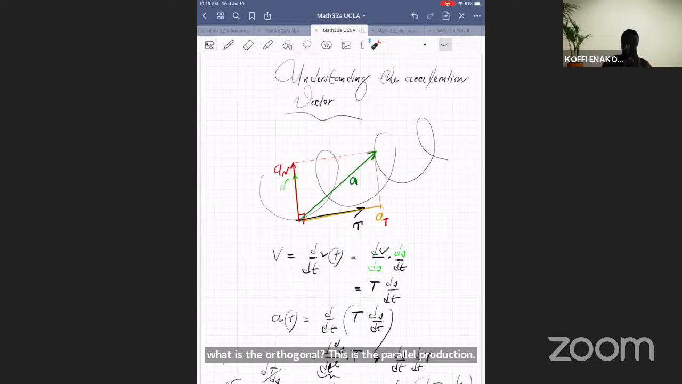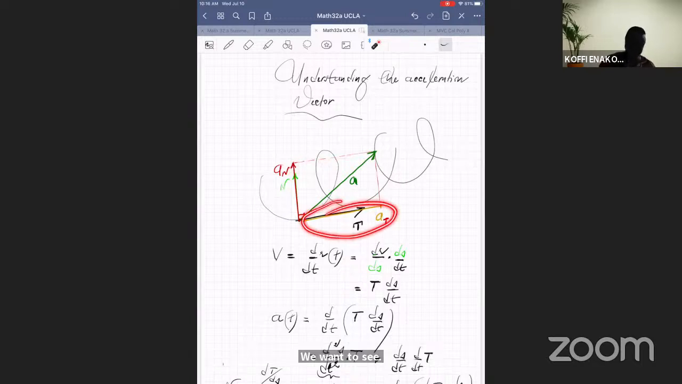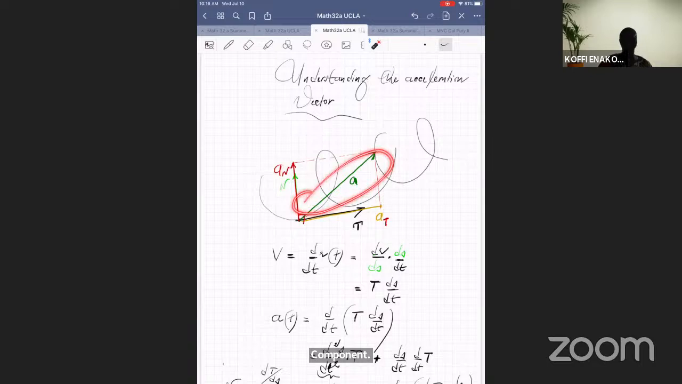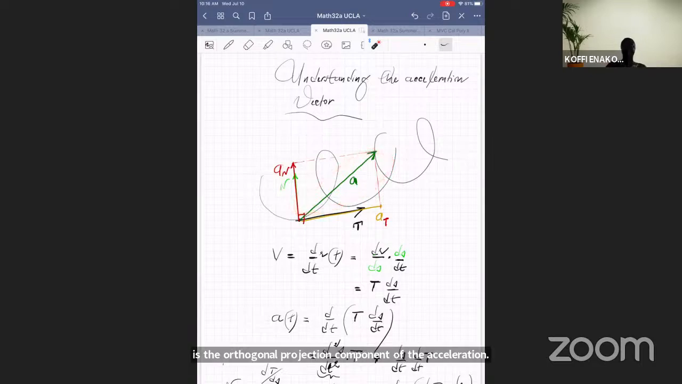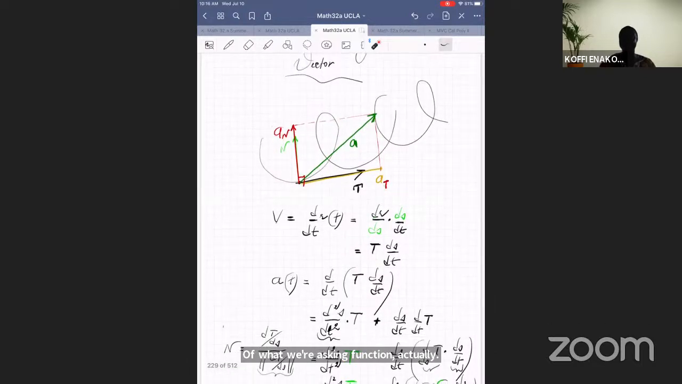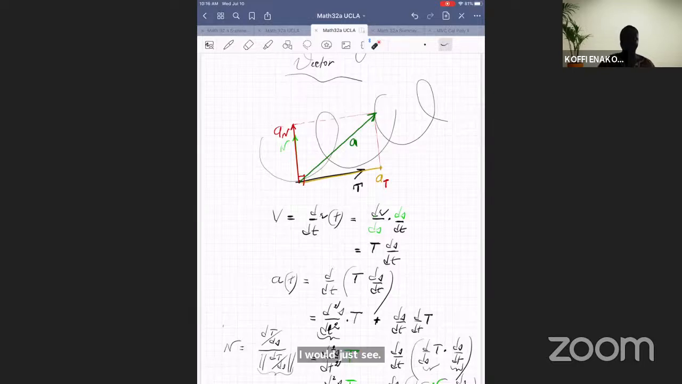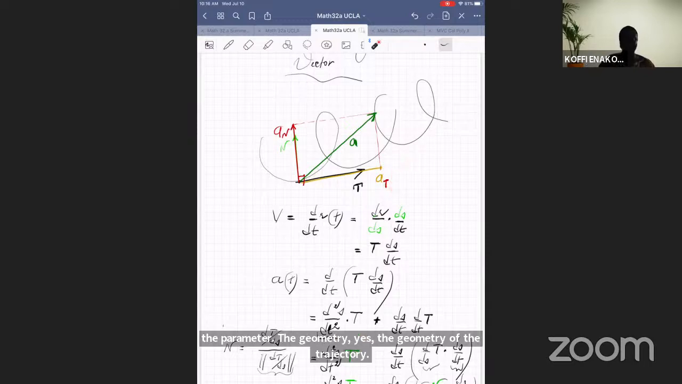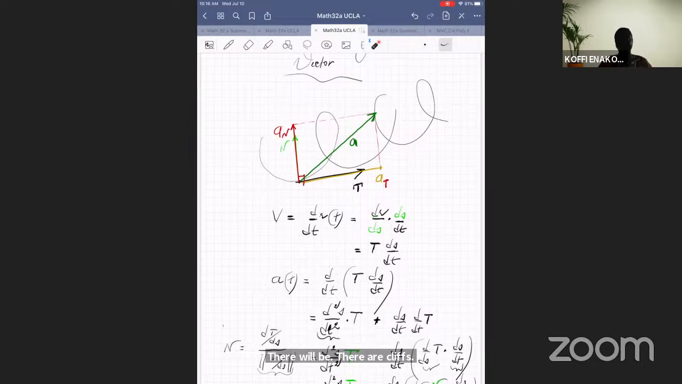So we want to see what is the parallel projection component, what is the orthogonal projection component of the acceleration as a function of what? Well, as a function actually of the parameters of the motion. Mainly, the geometry of the trajectory. There will be the arc length, there will be the speed, there will be the curvature. So we want to decompose such acceleration vector as a function of its tangential and normal component.